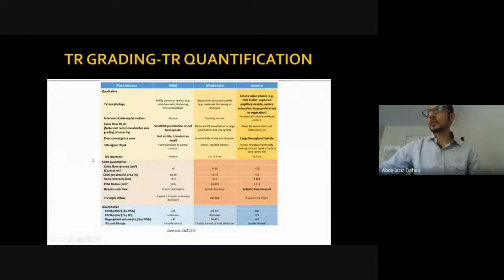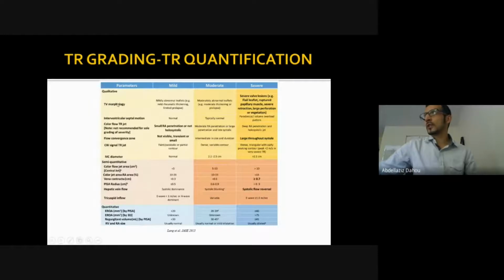It is of course important to talk a little bit about the quantification of tricuspid regurgitation, but it will not be extensive, as this is not intended to be about how to quantify the regurgitation. This is a secondary topic.